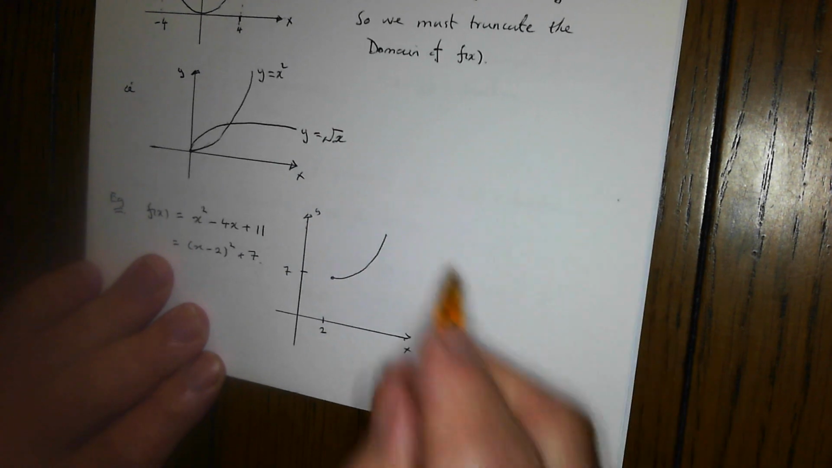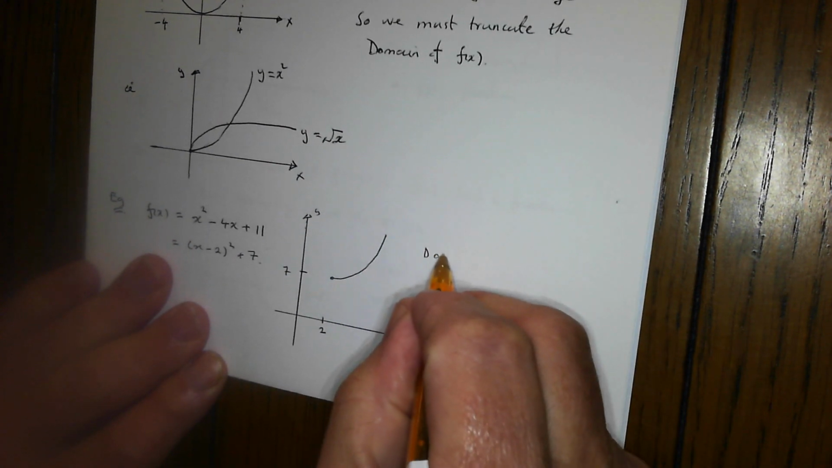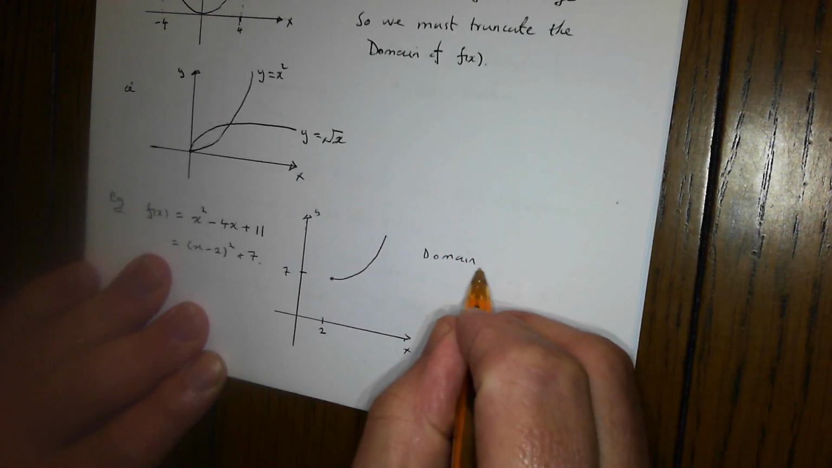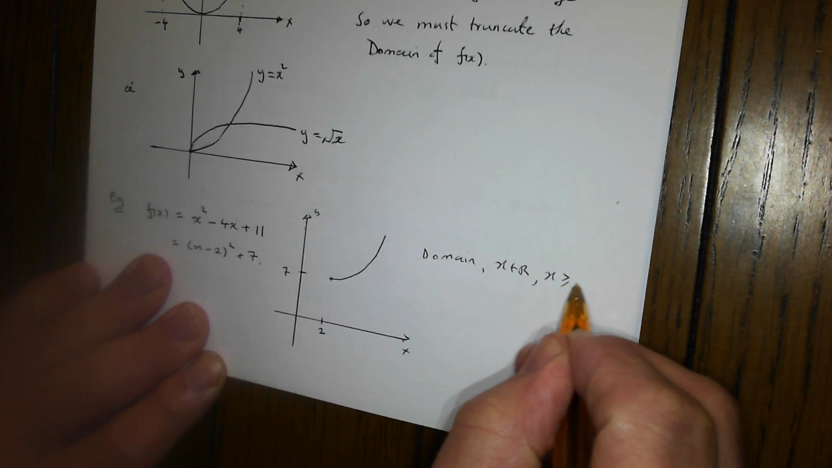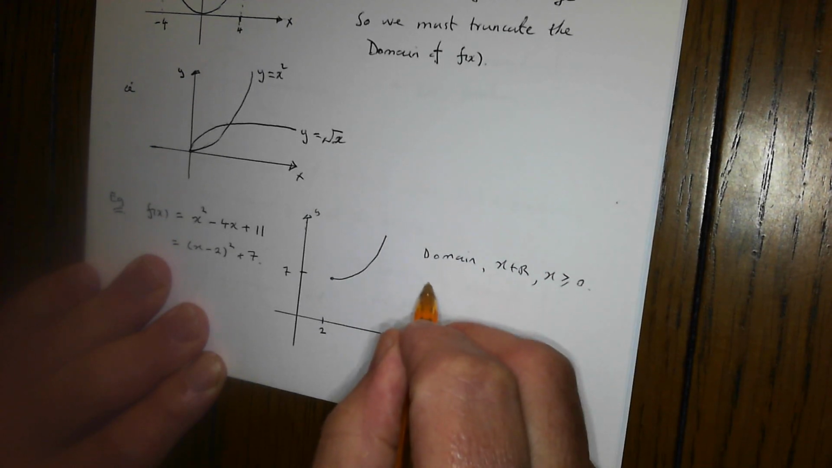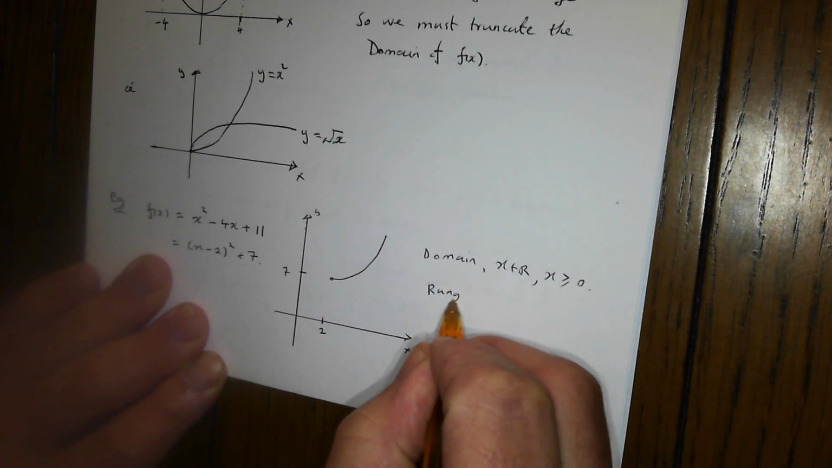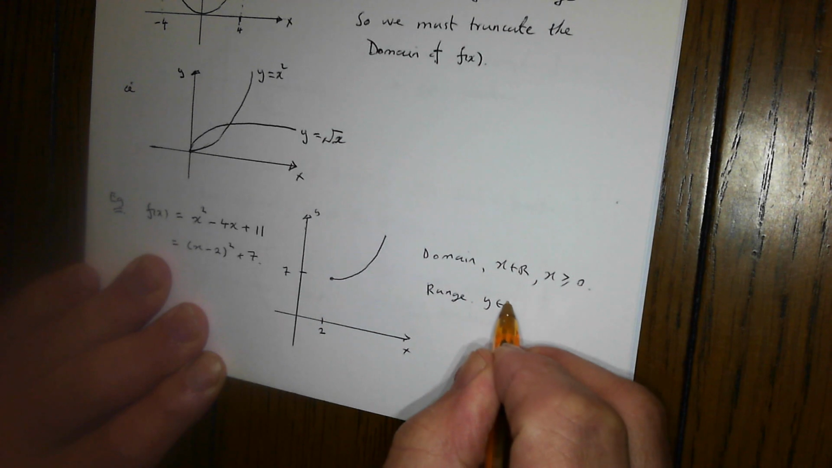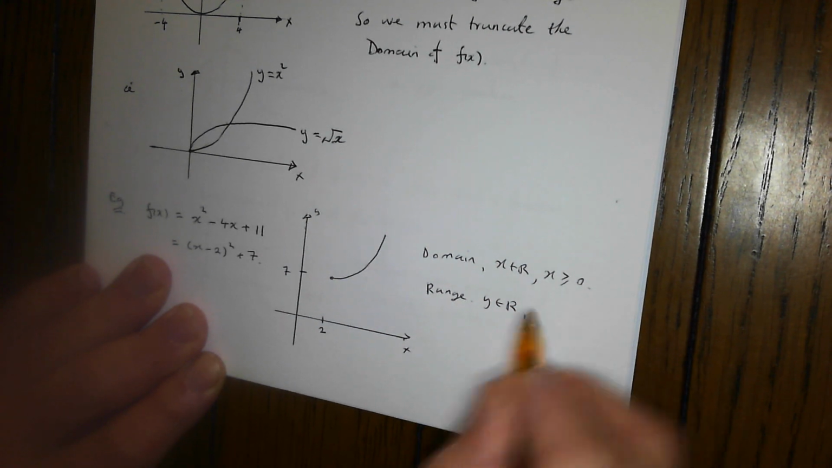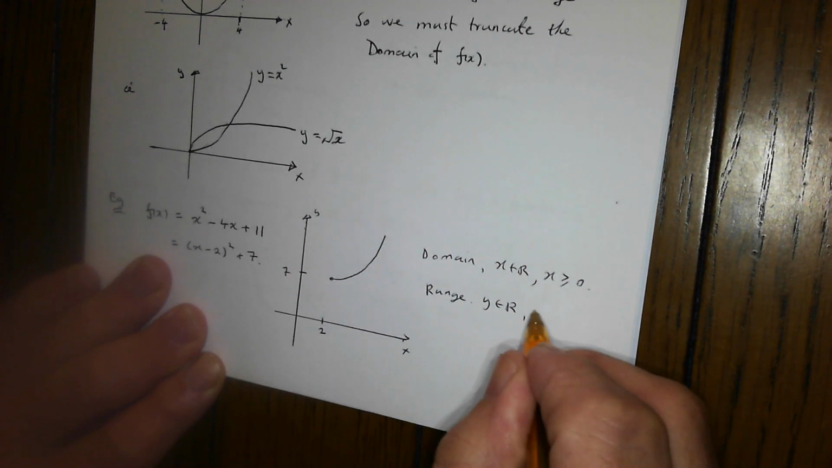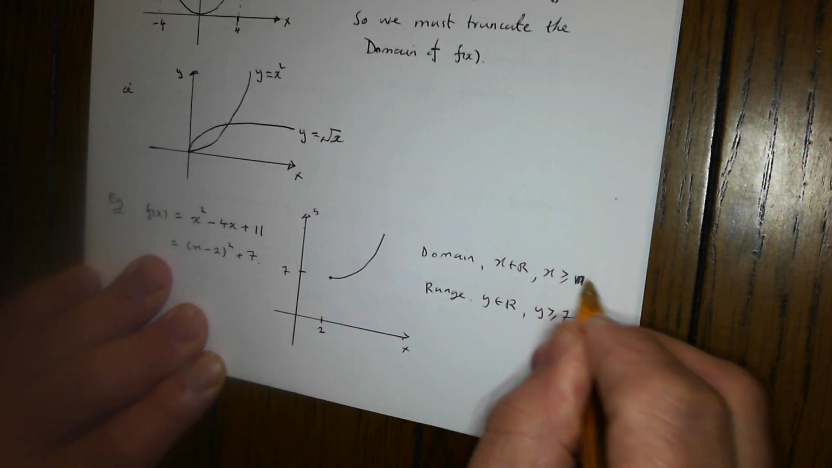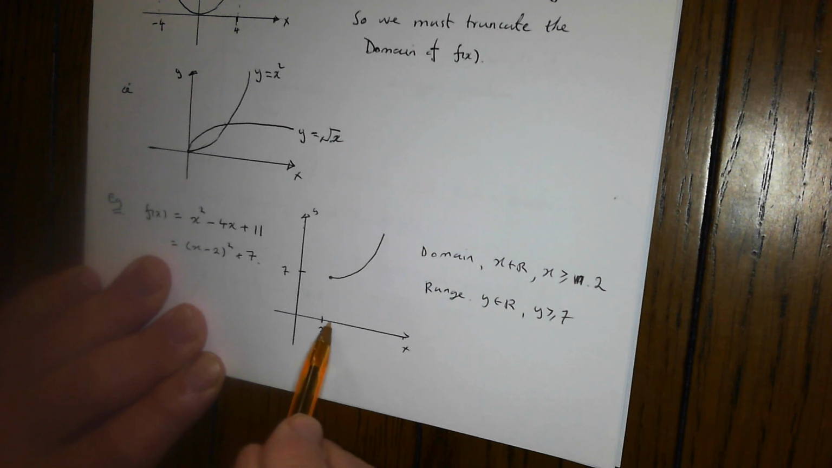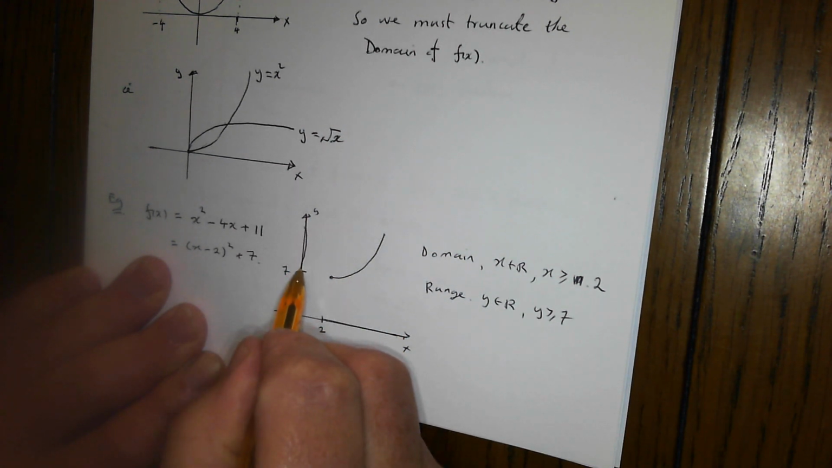So the domain is x a member of R, x bigger than or equal to 0, and the range will be y a member of R, real numbers, and y bigger than or equal to 7. And that, of course, is not a 0, that's a 2. Here's my domain here, and here's the range here.